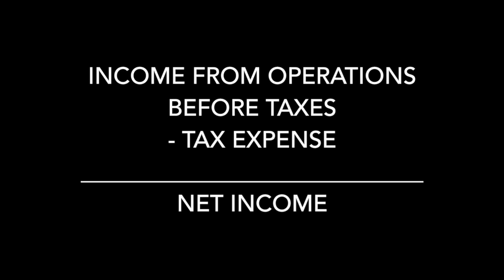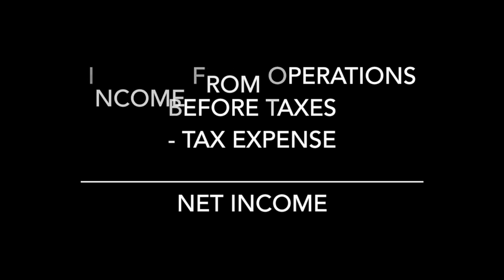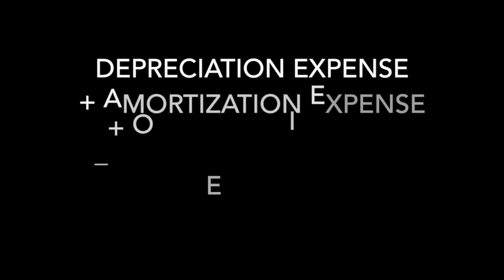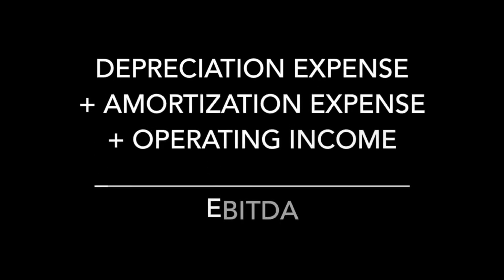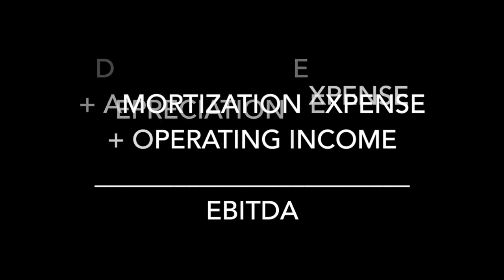Keep in mind that the operating income is also known as EBIT, earnings before interest and taxes. Another term that you might come across is EBITDA, which stands for earnings before interest, taxes, depreciation, and amortization. We would get that by adding depreciation and amortization expenses back to the operating income.